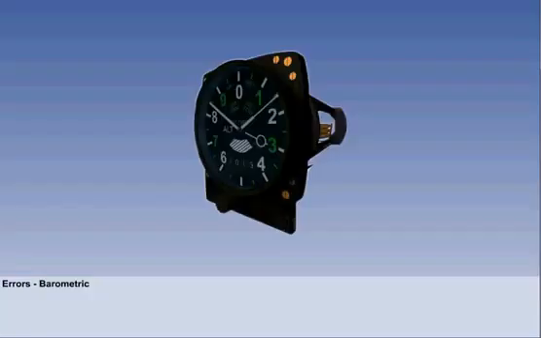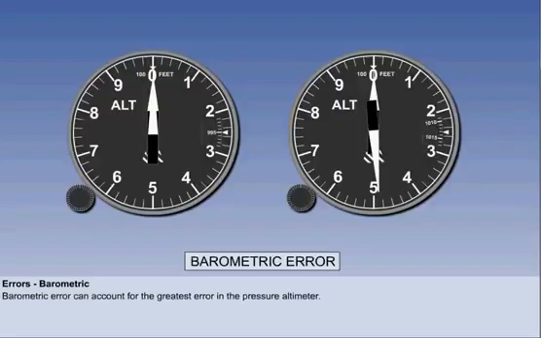The errors we have looked at so far arise from the design and construction of the altimeter and the pressure sensing system. When using the pressure altimeter, however, there are two further errors which need to be considered. The first of these is known as barometric error, and in the pressure altimeter it can account for the greatest error of all. Barometric error is straightforward to understand, provided we remember that the pressure altimeter is actually sensing static air pressure, which is expressed as altitude according to the pressure lapse rate of the ISA atmosphere.